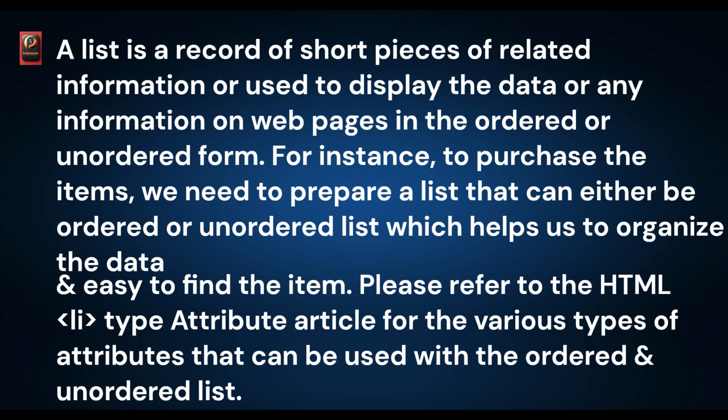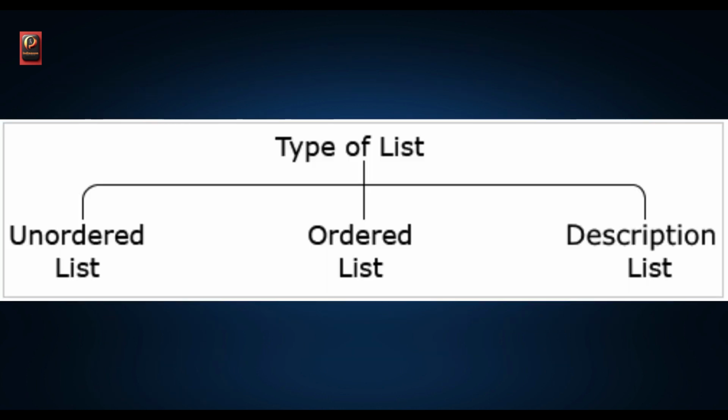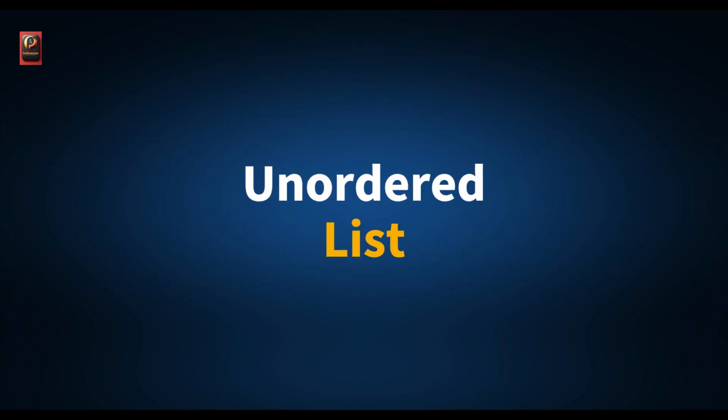ordered and unordered list. HTML lists come in 3 basic flavors and each one has a specific implementation. Unordered list, ordered list, description list. Let us see each of them in detail.